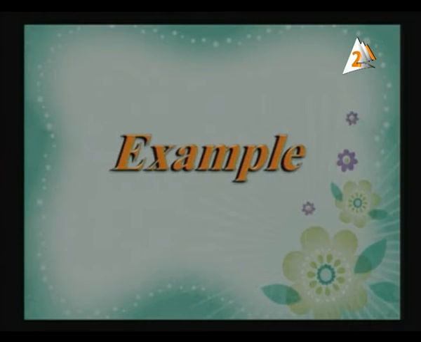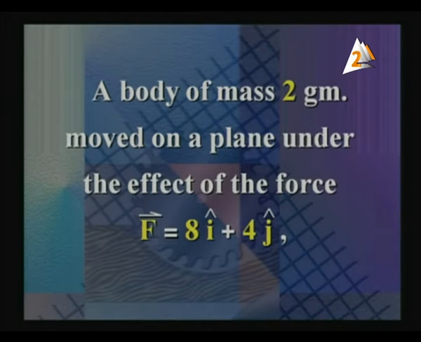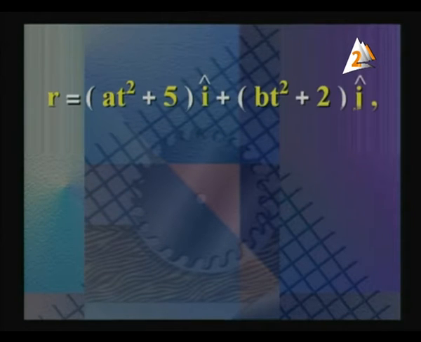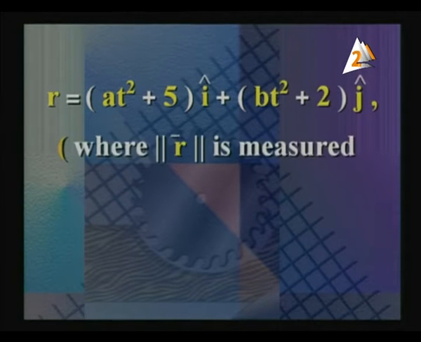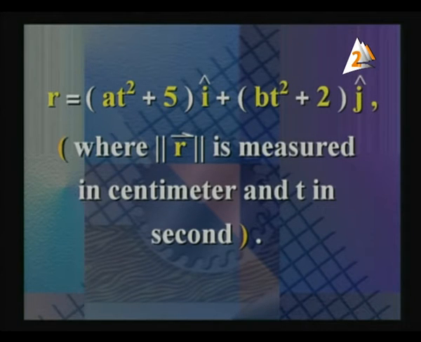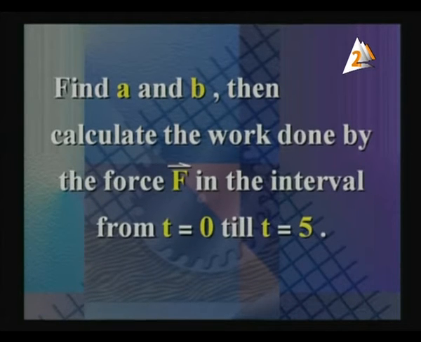Let us see another one. A body of mass 2 gram moved on a plane under the effect of the force F equal 8i plus 4j. The position vector r is given by (a t square plus 5) i plus (b t square plus t) j, where r is measured in centimeter and t in second. Now, find the value of a and b, then calculate the work done by the force F in the interval from t equal 0 till t equal 5.